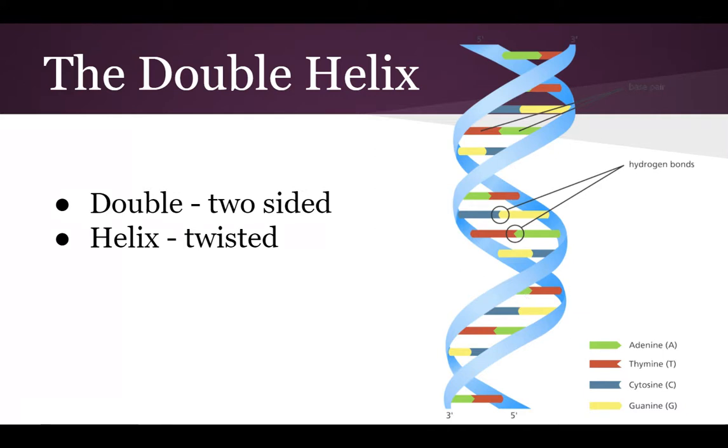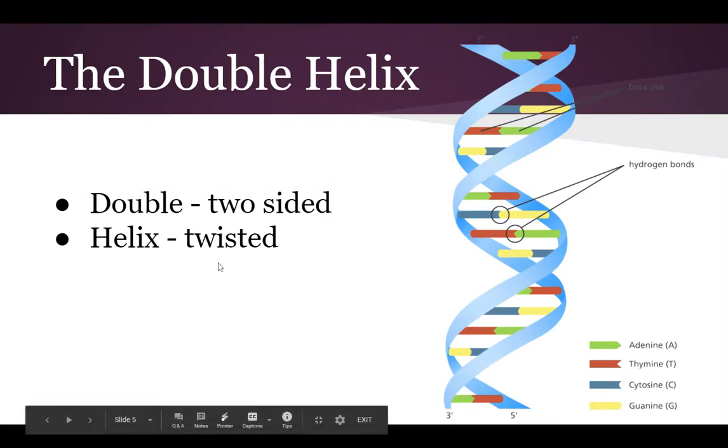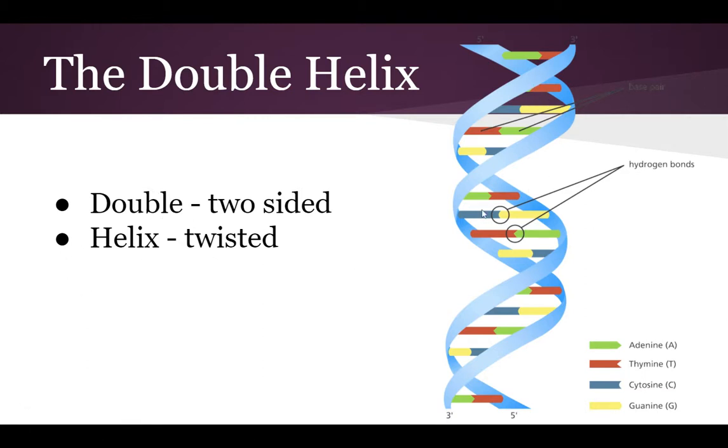But what we end up with is this model right here. So again, the double helix model that Watson and Crick came up with has not changed since the 50s. There's been no evidence to suggest that it's incorrect in any way. And again, this model is called the double helix. Double because there's two sides, and helix because there's a twist in the molecule.